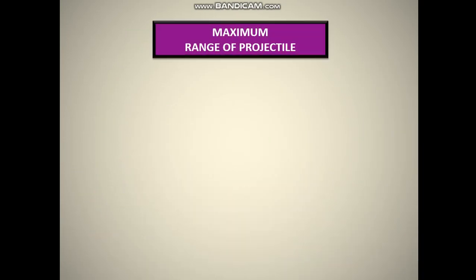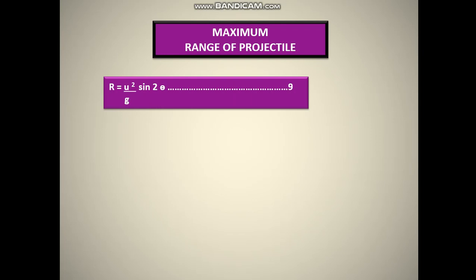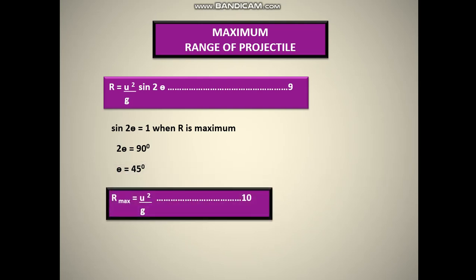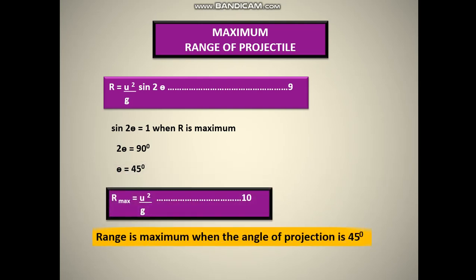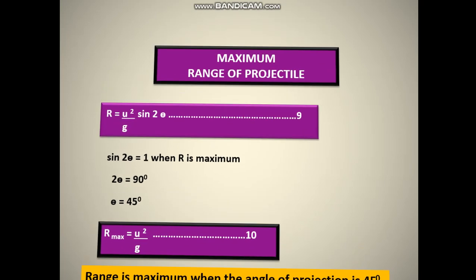Now maximum range of the projectile, R is equal to u square sine 2 theta upon g, is when sine 2 theta is 1, because the value of sine theta is between minus 1 and plus 1 and maximum is 1, where R is maximum. So 2 theta is 90 degrees, theta is 45 degrees. R max is equal to u square upon g. So range is maximum when the angle of projection is 45 degrees. But the actual angle of projection is more than 45 degrees to get the maximum range.